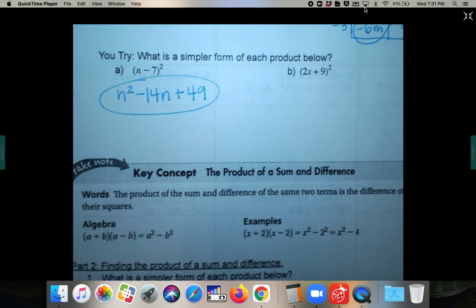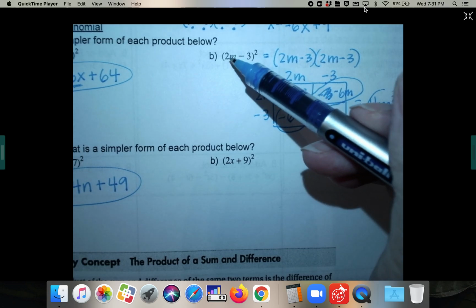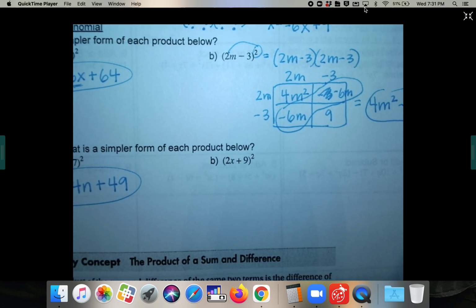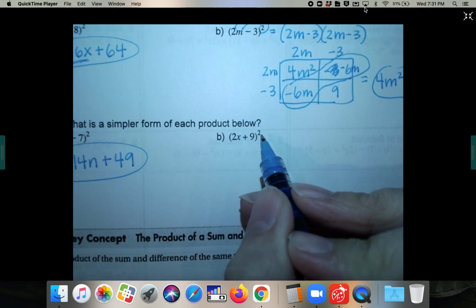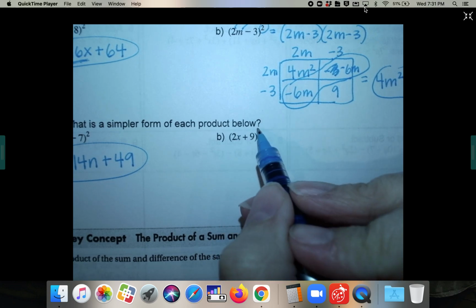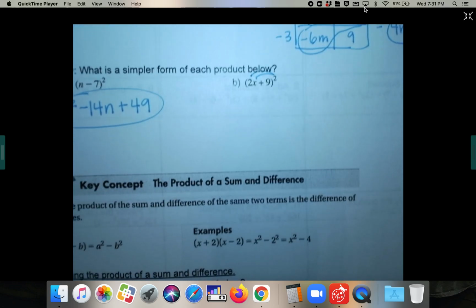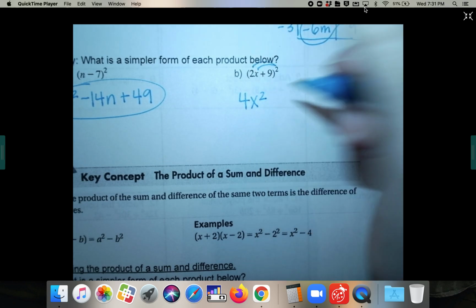Okay. And then this last one. So the tricky part about, I probably should have worked out this one up here so you could see what happens. When you square a 2m, you're squaring the 2 and the m. So down here, when I'm squaring 2x, it would not be just 2x squared. It would be 2 squared and x squared. So when I square the first term, it should be 4x squared.